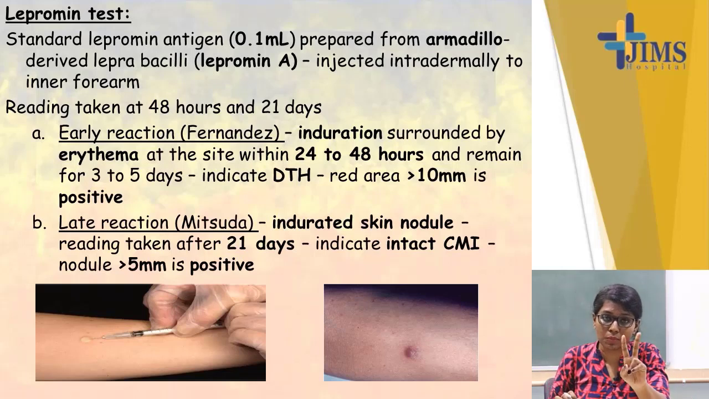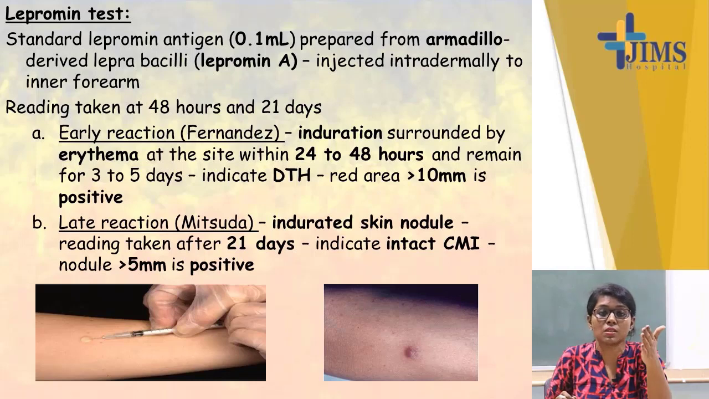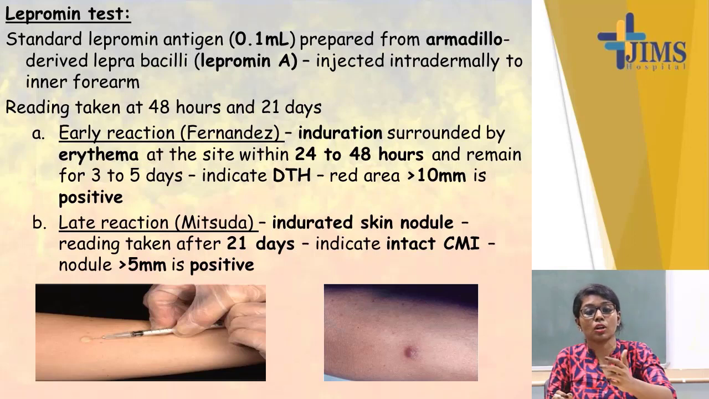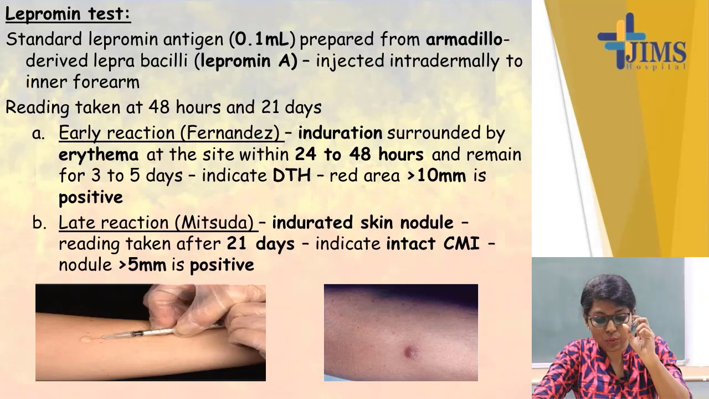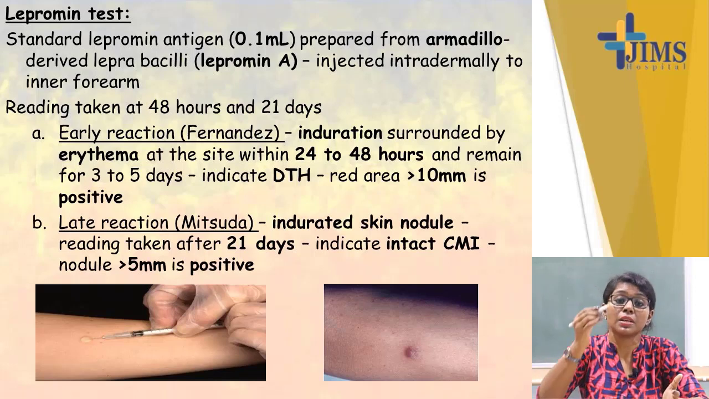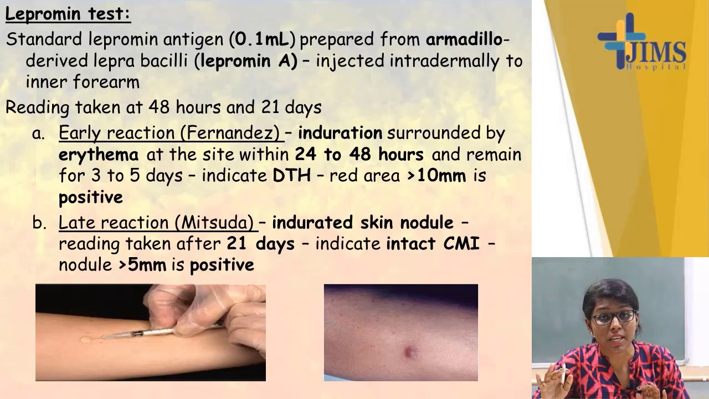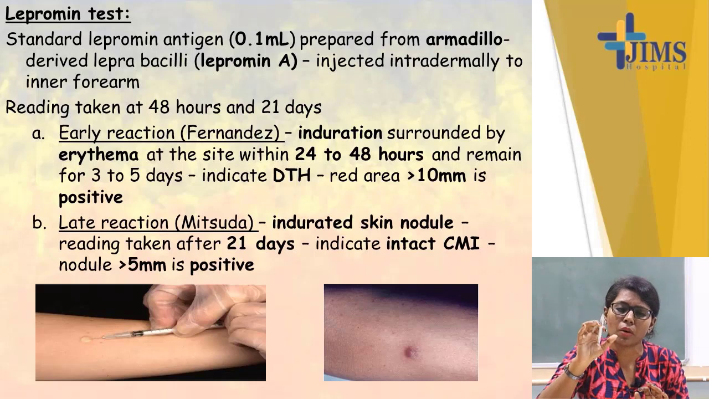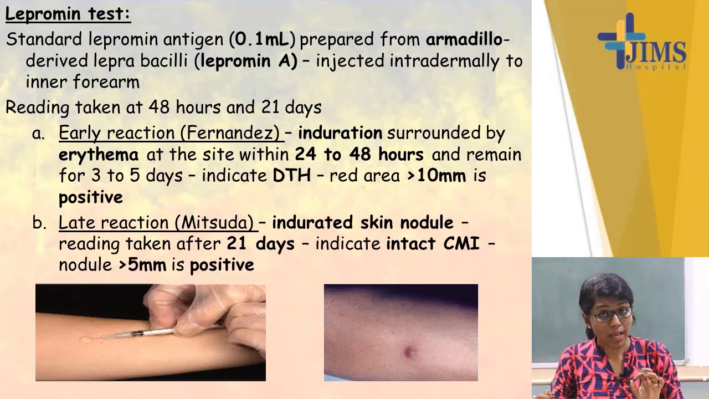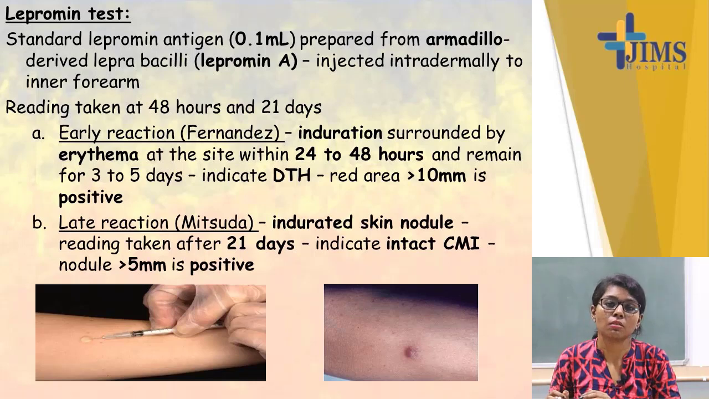The reading is taken two times, once after 48 hours and again after 21 days. The one you observe after 48 hours is the early reaction, and the one after 21 days is the late reaction. Early reaction is called Fernandez reaction, where you find induration surrounded by erythema, meaning the surrounding will be red. This indicates DTH and lasts for 3 to 5 days. If that red area is greater than 10 mm, you call it positive.